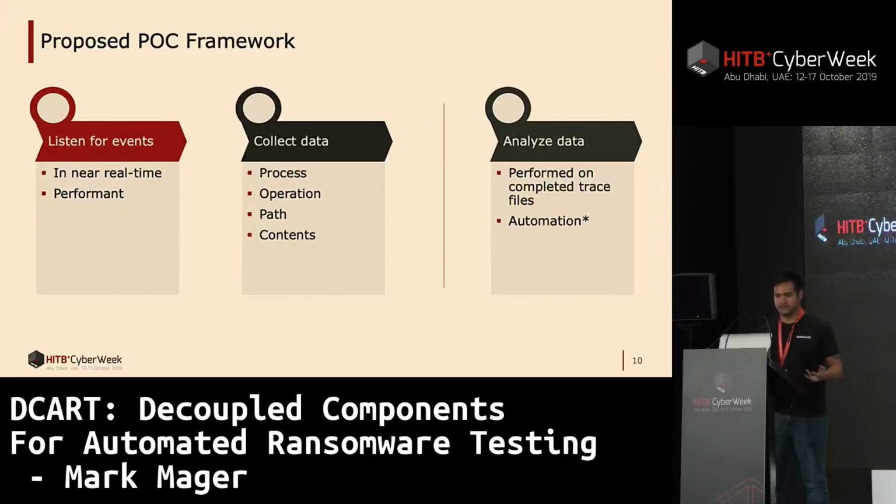We need to collect this data and aggregate it along with the contents of the files that are affected. And then separate from that, we have the offline analysis component, where we're taking those event trace files and analyzing them, and later on automating them.